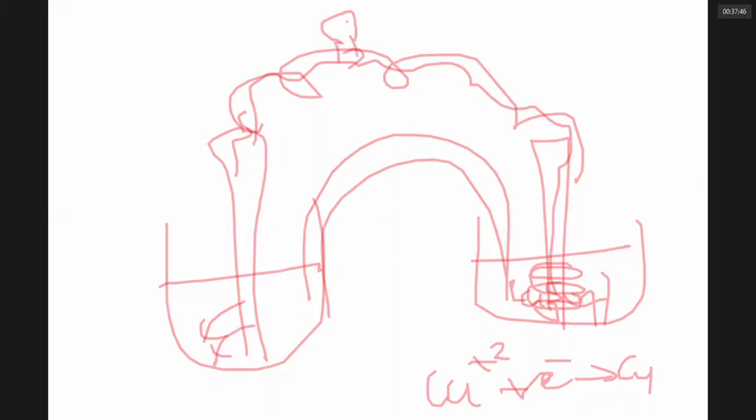It means if the species with the lower SRP and higher SRP are in direct contact, there is no separation, so heat energy is produced. If they are separated in different compartments and connected through a wire, then of course electrons can flow and you can generate electric current. Are we clear? Yes, sir.